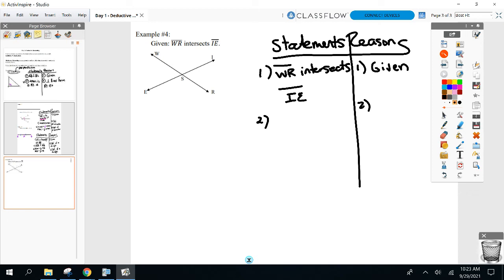Okay, I'm not going to write that down because I'm going to go a step further. What do you know about them then if they're vertical? I don't need to say they're vertical, but I need to tell them you're what? They're what? Done. There it is, everybody. Angle WSI is congruent to its vertical angle, ESR. Put arc marks on those. Good.